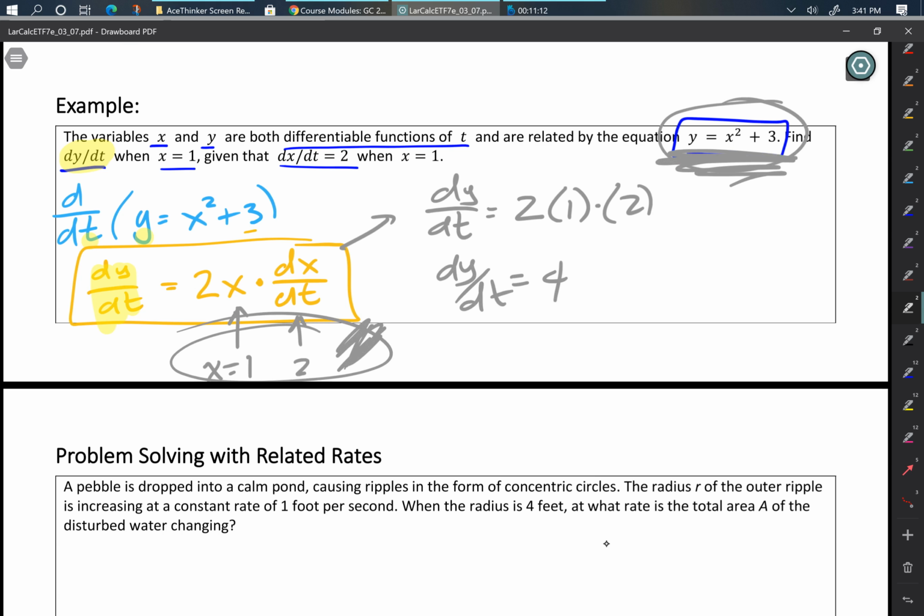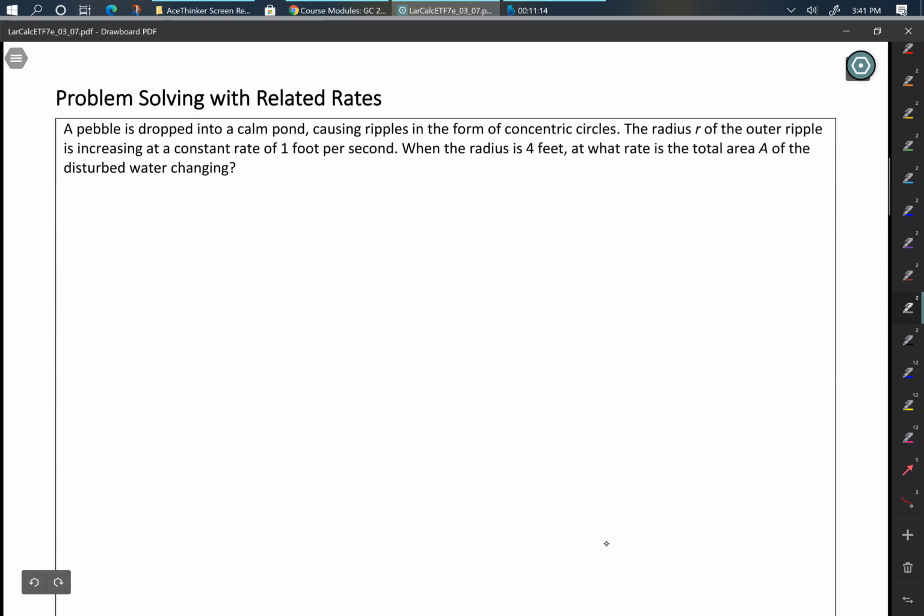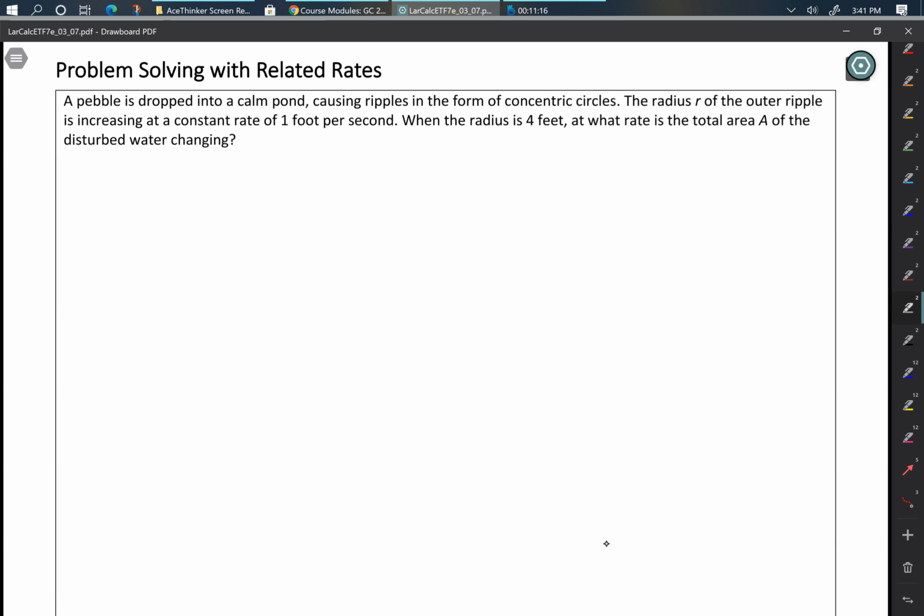Okay? All right, so let's take a look at this problem right here. It's the one we talked about earlier. A pebble is dropped into a calm pond, causing ripples to form in concentric circles. So these are the circles going out earlier. The radius of the outer ripple is increasing at a constant rate of 1 foot per second. Okay? When the radius is 4 feet, at what rate is the total area of the water changing?